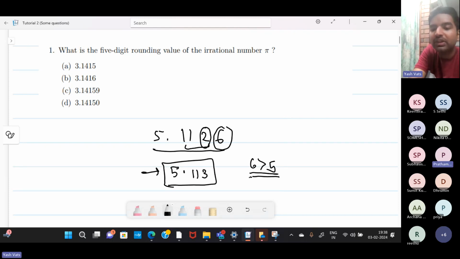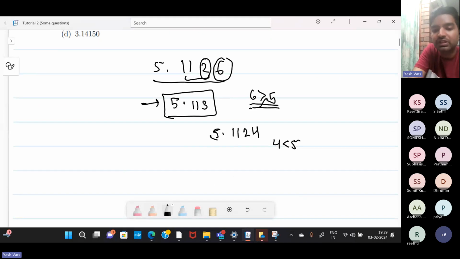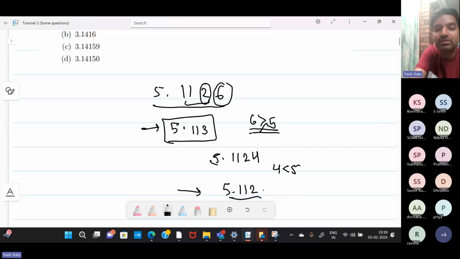But if it is strictly less than 5, like this one, and this 4 is strictly less than 5, then after rounding to 3 decimal places it is just 5.112. Okay, so it's just the basic stuff.